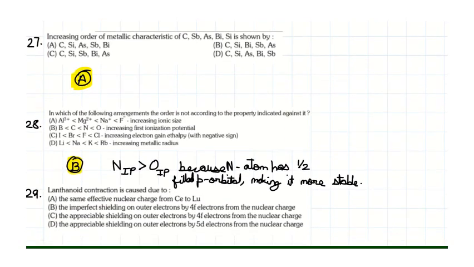In the 27th question, we need to find the increasing order for metallic characteristic of carbon, Sb, arsenic, bismuth, and silicon. We know that metallic characteristic decreases across a period and increases down a group. Using these relations, we get option A as the correct answer.